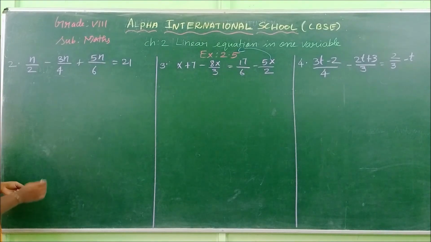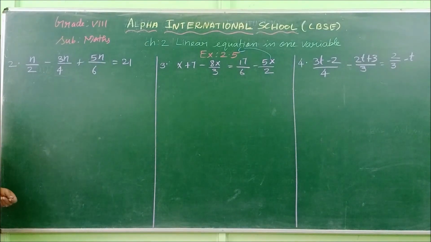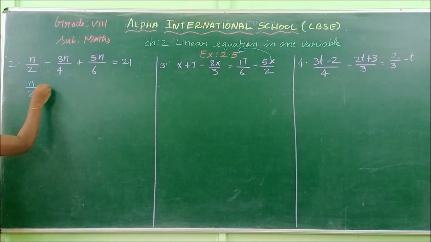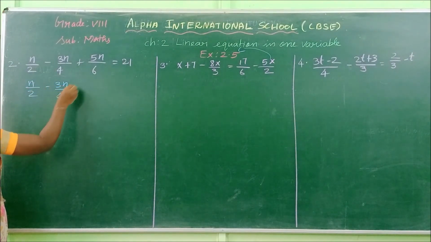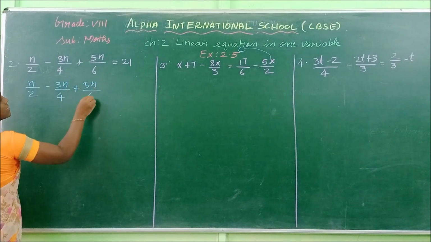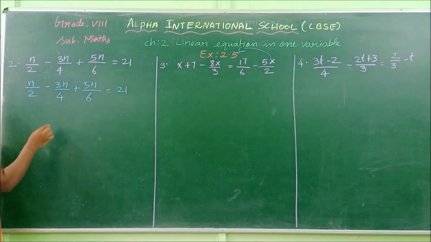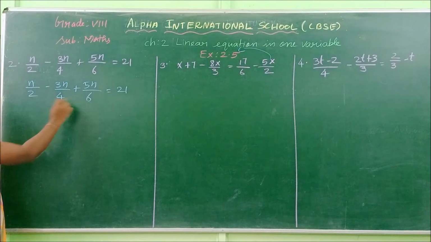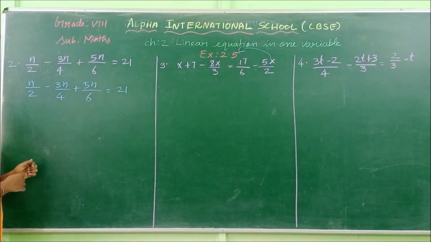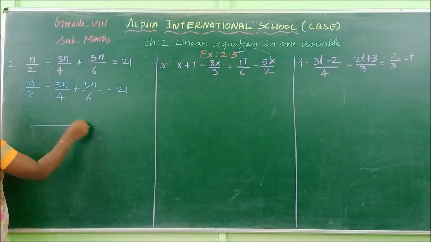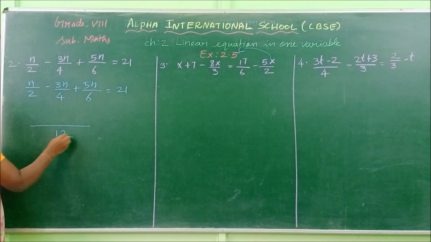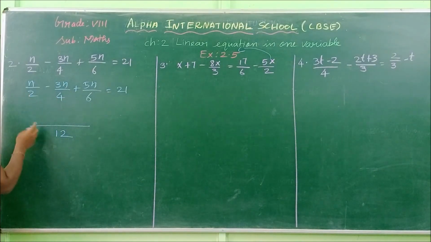So the next problem, here we are using the variable n. See, n by 2 minus 3n by 4 plus 5n by 6 is equal to 21. So see, three variables, and they are in fractions. So the denominators are different. We have to take the LCM, and then only can we add or subtract the numerators. For 2, 4 and 6, what is the LCM? It is 12.